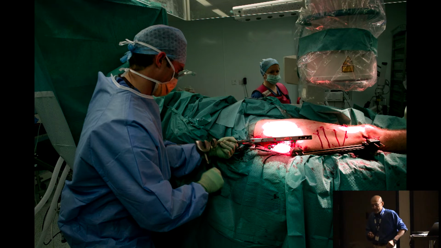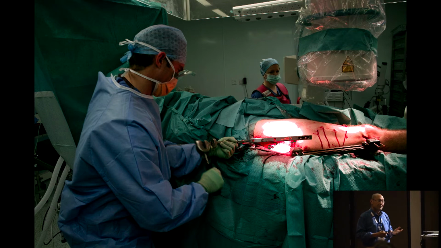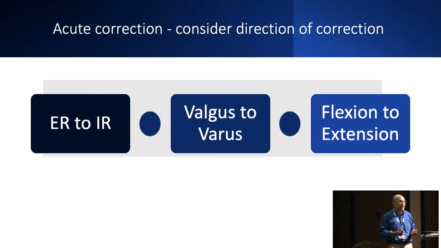One of the common things that's often asked about acute correction, whether you do it by rail or hexapod, is about the nerves and the nerves at risk. And the most common place that you'd think of is in the proximal tibia. And there are three things in the proximal tibia, three corrections that would jeopardize the nerve to a neuropraxia. And these would be external rotation to internal rotation, valgus to varus, and flexion to extension, okay?